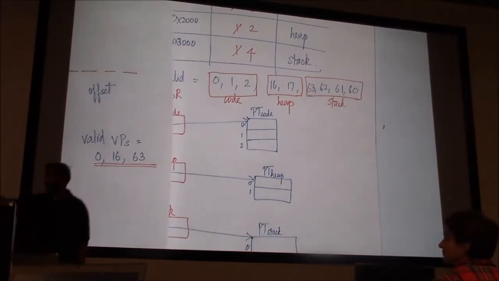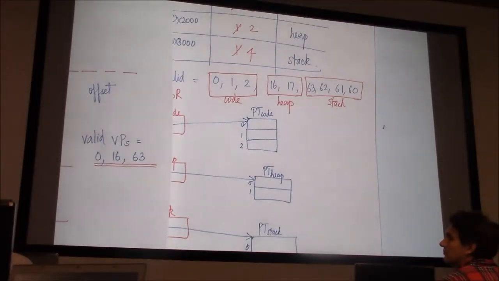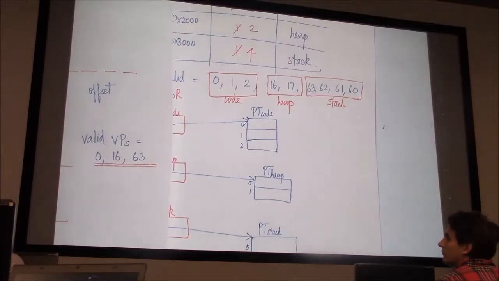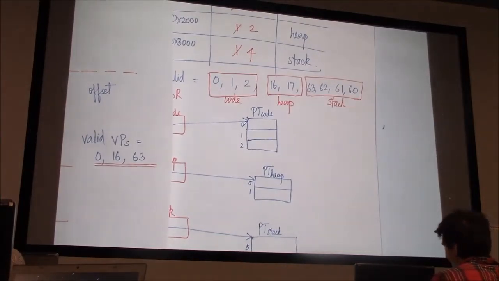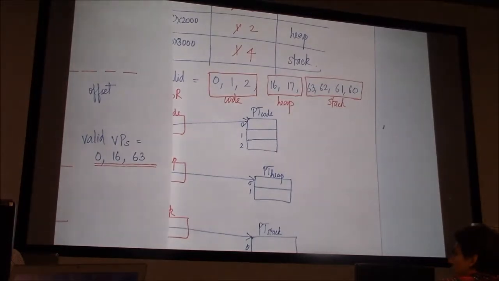Do you have to combine both splitting it up to have different page tables and only including the valid entries? Could you have one pointer to a table that only included valid entries without splitting it? Exactly. So the question was, instead of having separate page tables, can we have a single table that has the contents of all the valid entries? We can definitely do that. That would be just the next way.